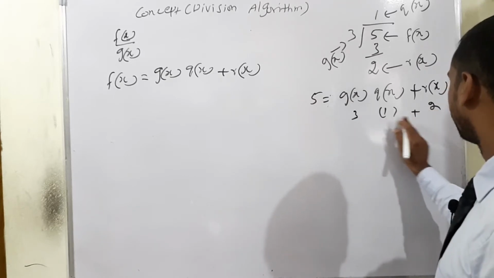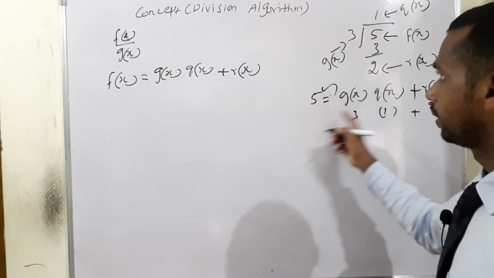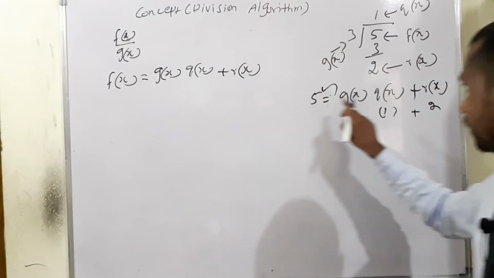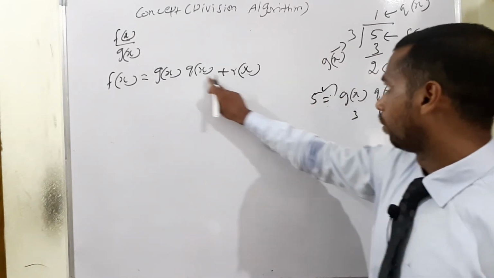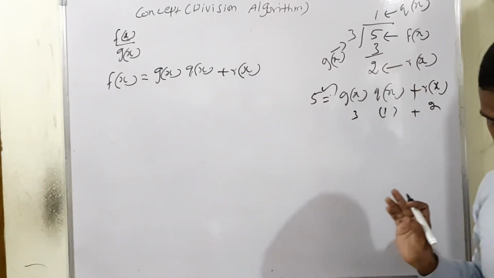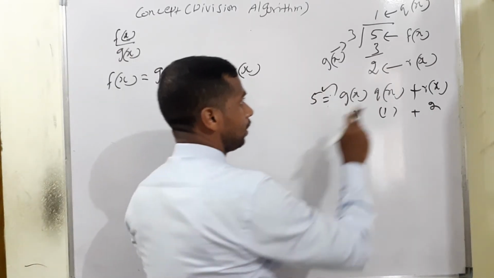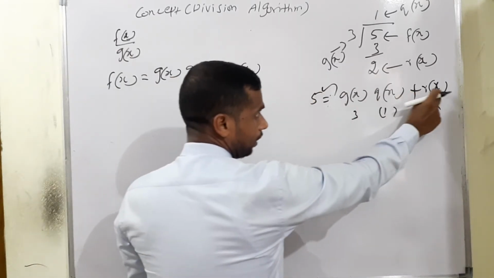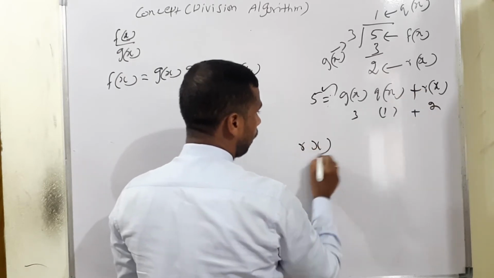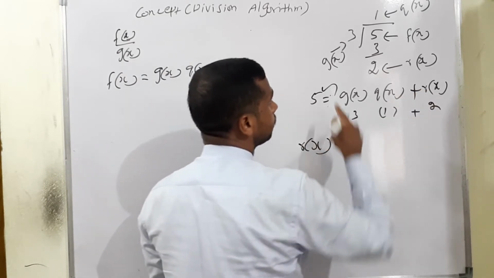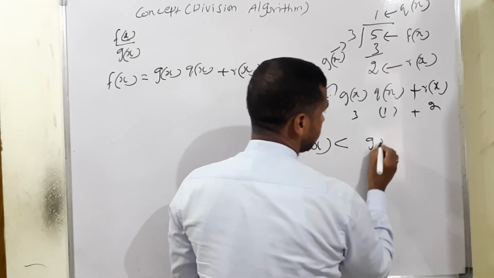So 3 into 1 is 3, and 3 plus 2 is equal to 5. This is the derivative term. Look at there, f of x is equal to g of x into q of x plus r of x. Then this is the term. Okay, but there is another important condition. In the division algorithm, r of x is always less than g of x. Okay, less than g of x.